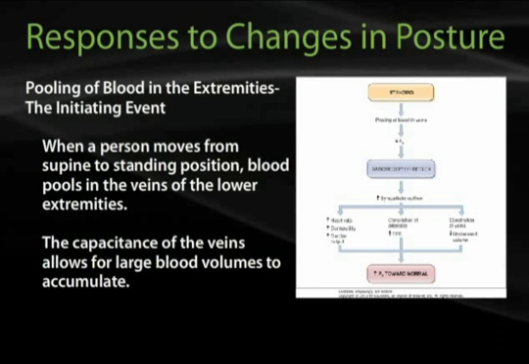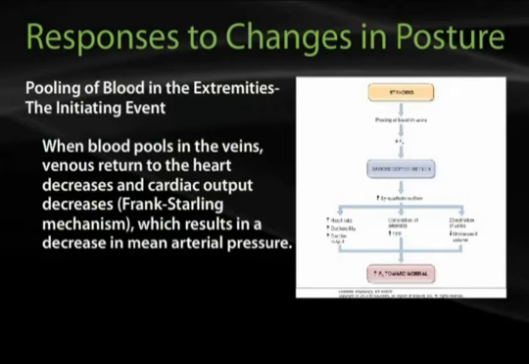The initiating event in standing up is pooling of blood in the veins of the lower extremities. Remember that the capacitance of the veins allows for large blood volumes to accumulate there. When blood pools in the veins of the lower extremities upon standing, the venous return to the heart decreases temporarily, and cardiac output also decreases through the Frank-Starling mechanism. This results in a decrease in mean arterial pressure.